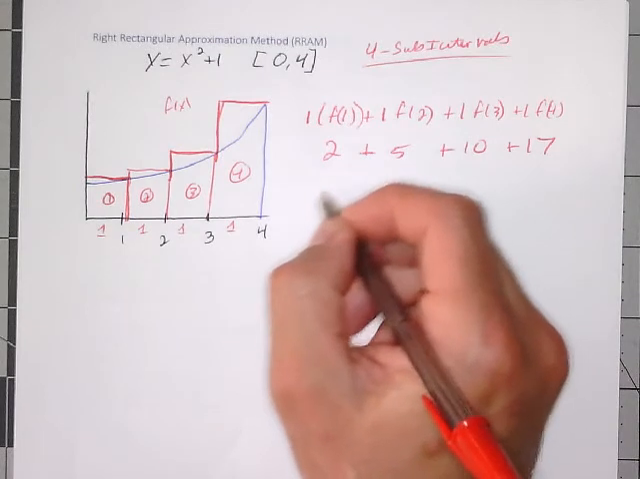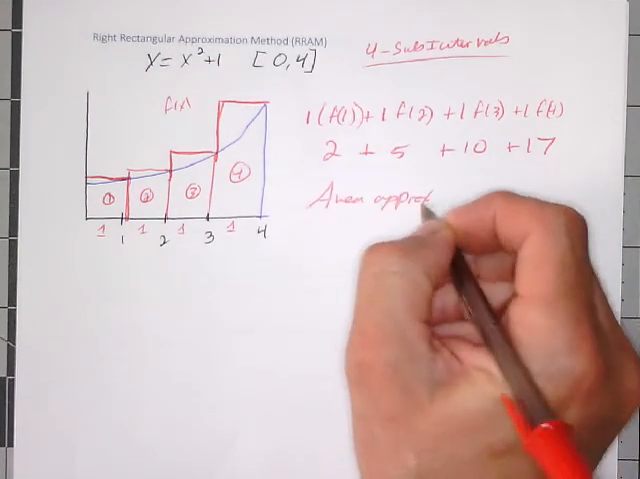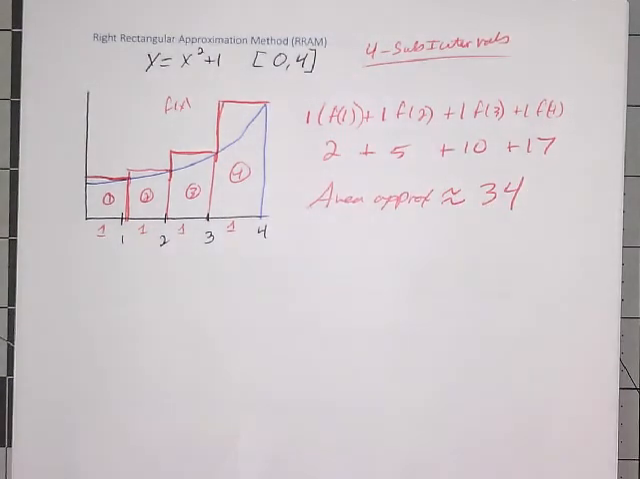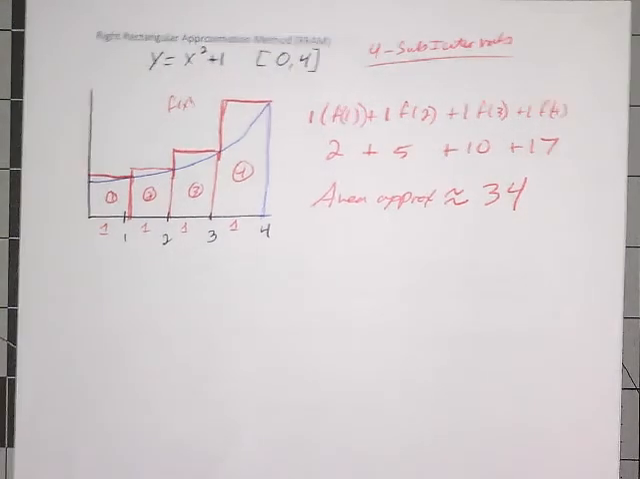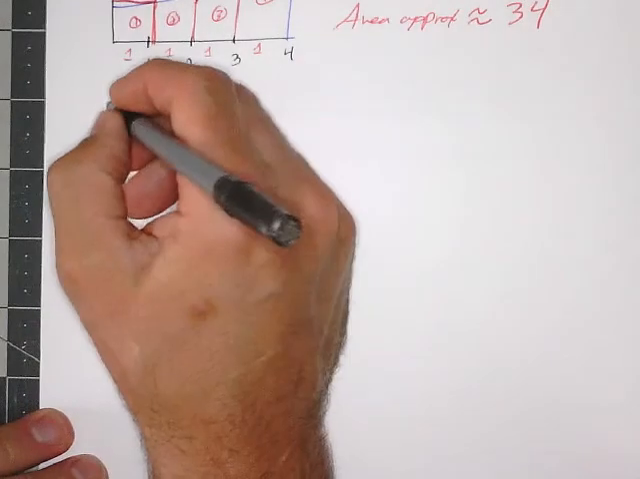So we end up with an area approximation of 34. Wow. So we went from too little, now we're doing too much. Okay. Similarly to how we fixed this problem last time, what would be better than 4 subintervals? 8 subintervals would be better.